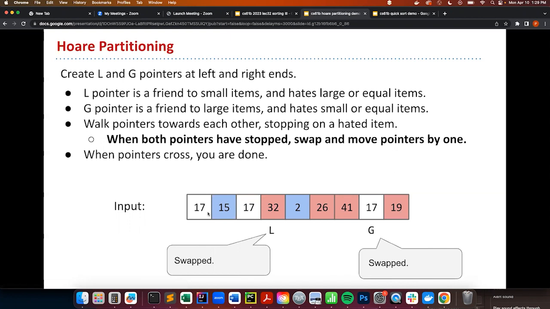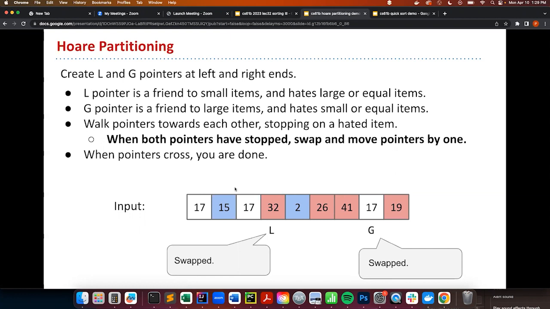Okay, good. And then L and G know basically at this point, we're happy-ish with what's behind us. Maybe there's some equal items behind us. And you might say, what's with stopping on equal items? I'll get to that in a bit. Seems like an unnecessary detail, but we'll get there. So at this point, L and G have swapped, and they're going to take a step forward at the same time.